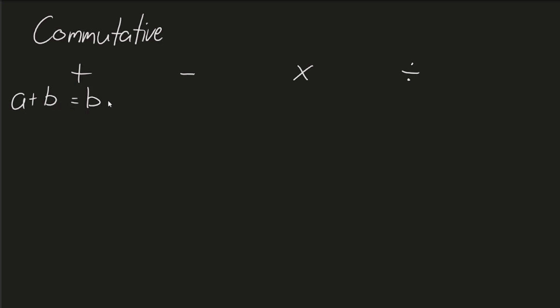Next, we have the commutative property. And same thing, let's do it with addition, subtraction, multiplication, and division. It's asking whether A plus B, or two numbers, if we switch their places to B plus A, is it going to be the same? For addition, it's going to be true, and also for multiplication, but not true for subtraction and division.